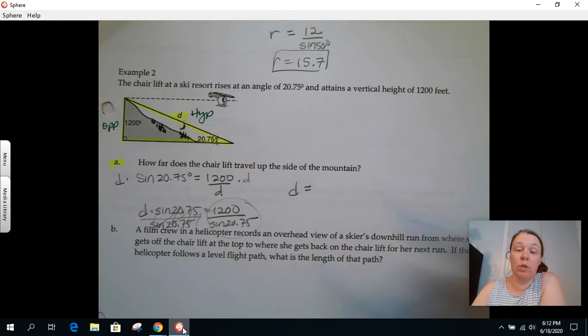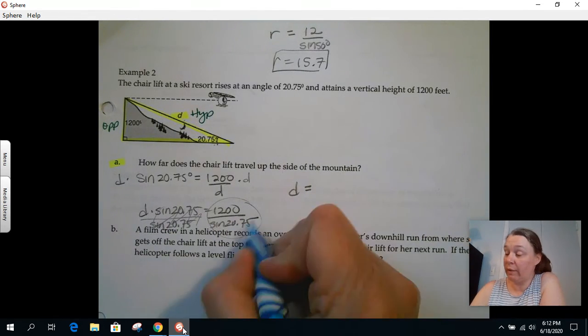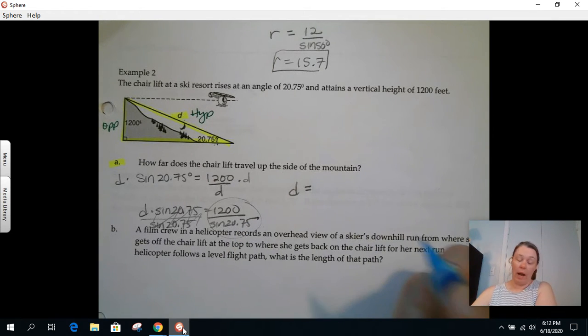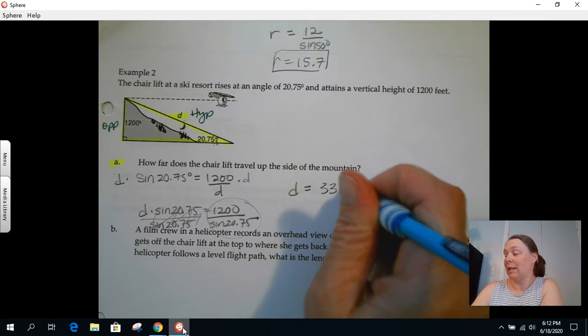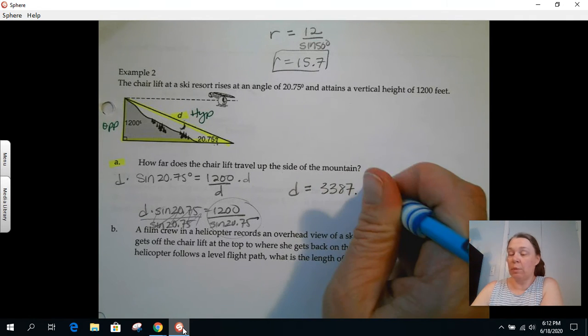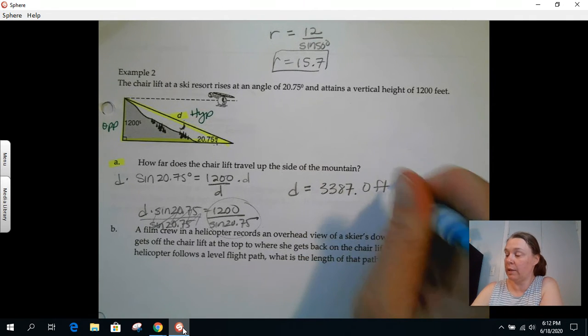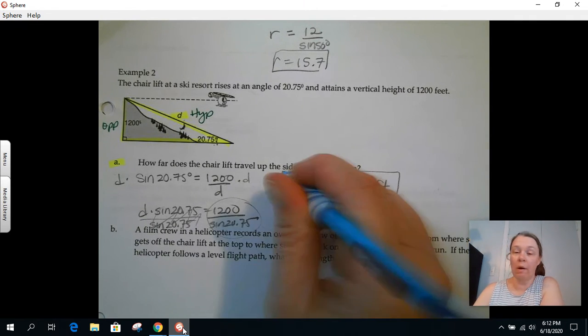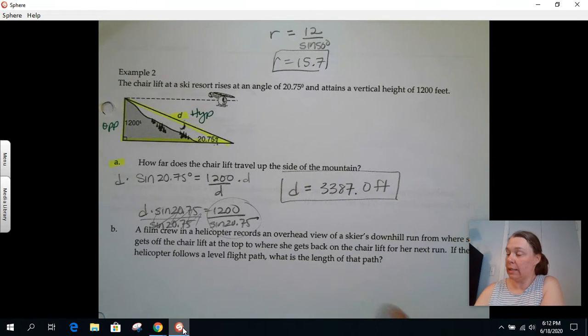So when I put 1,200 divided by the sine of 20.75 degrees into my calculator, I end up with 3,386.9 feet, or about 3,387 feet. When you round to the nearest tenth, it bumps you up to the 87.